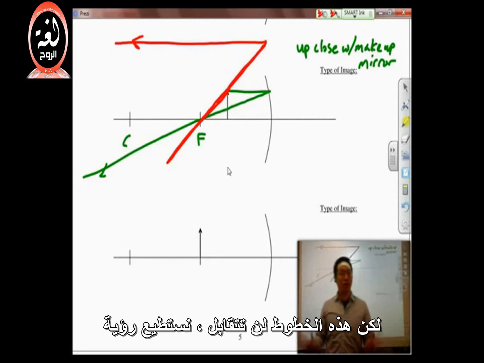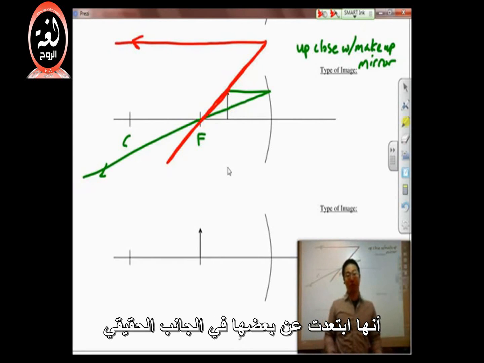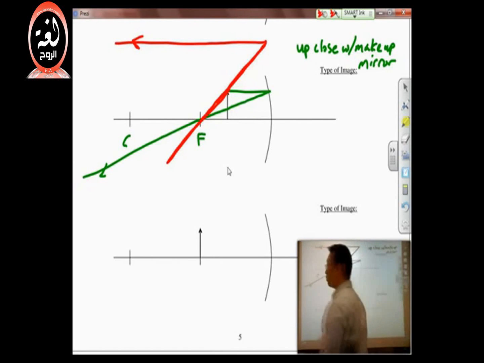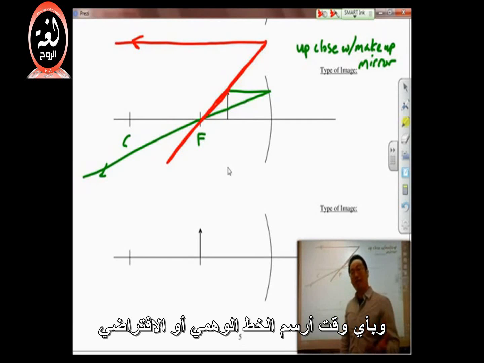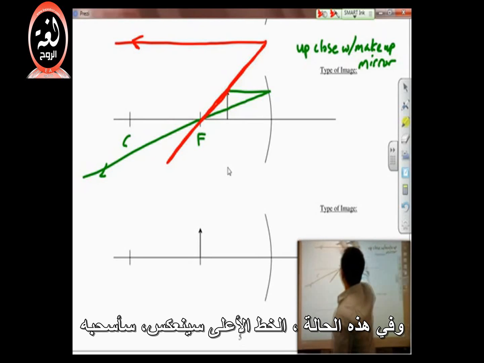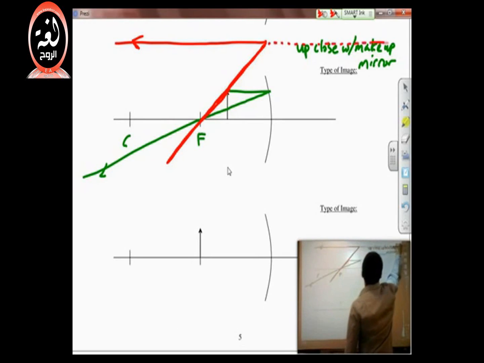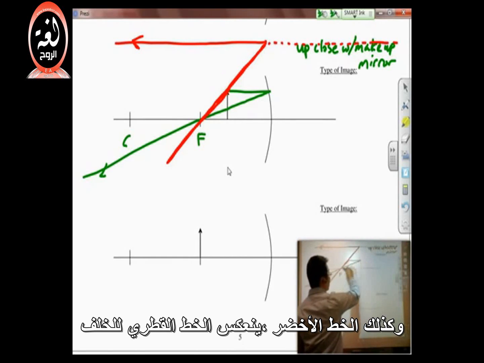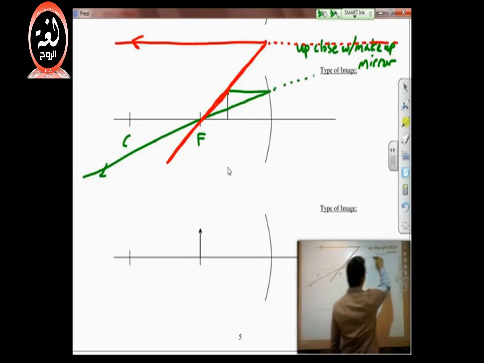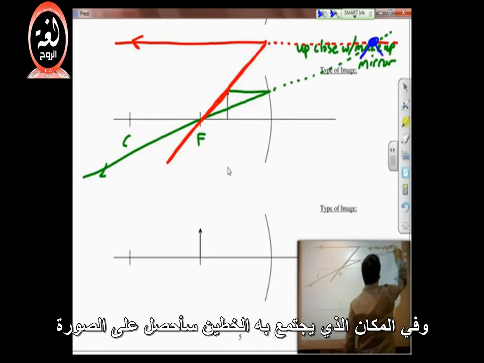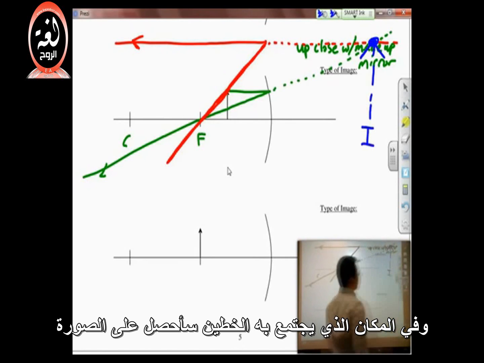But these lines aren't going to meet. We can see that they're spreading apart from each other. So even though they're spreading apart from each other, on the real side, they can meet on the virtual side. And whenever I draw virtual lines, I basically extend backwards the reflected ray. So in this case, the top line was reflected, so I pull that back. And with the green line, the diagonal line was reflected, so I'm going to pull that one back. And where the two lines converge, I get my image.